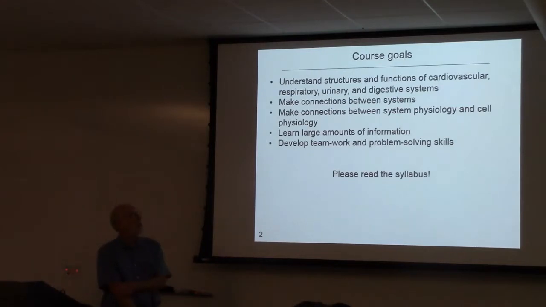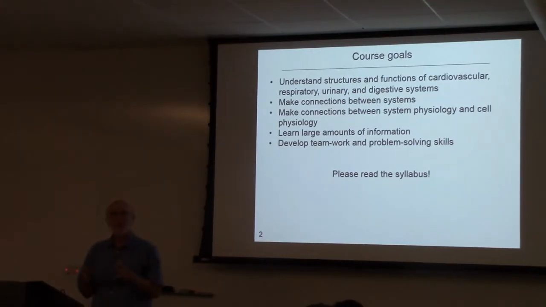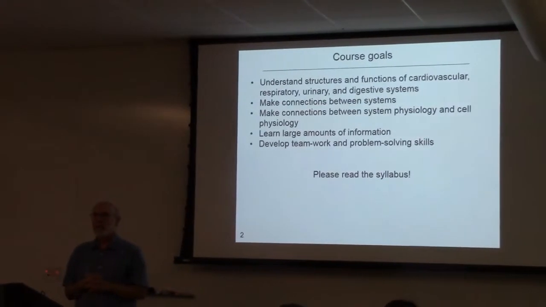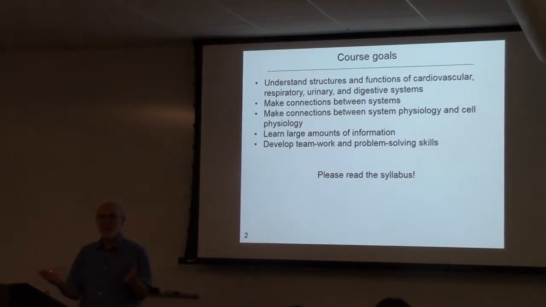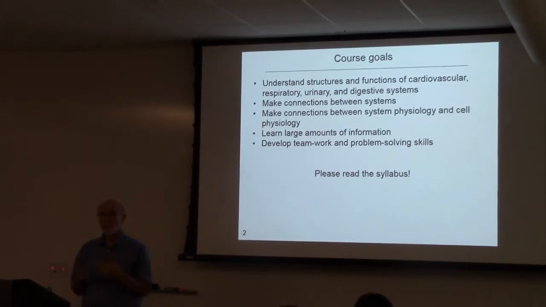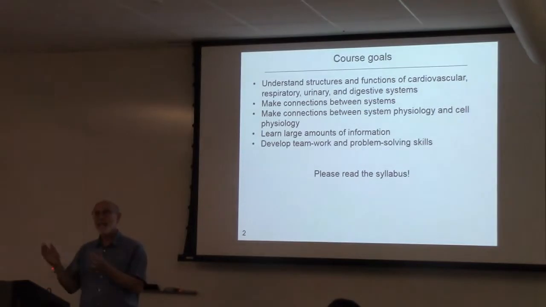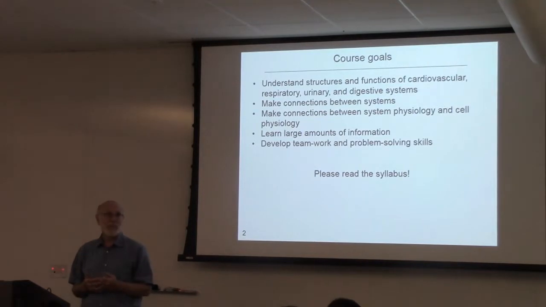So what are we doing here? We're going to understand the structure, anatomy, and function, physiology of these organ systems. We're going to make connections between the systems. You may or may not know that the heart and the kidneys work together very closely to control blood pressure. We're going to figure that out. The heart and the kidneys work together to control blood pressure. The heart and the lungs, the kidneys and the lungs work together very closely to control blood pH, the acidity of the blood. We're going to figure that out.